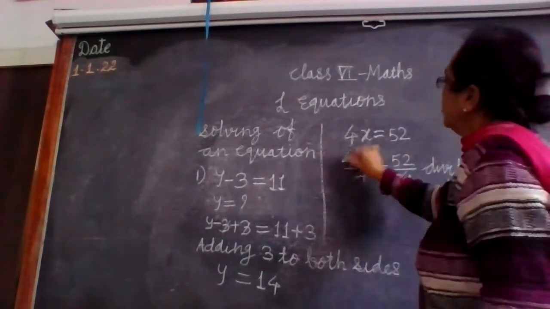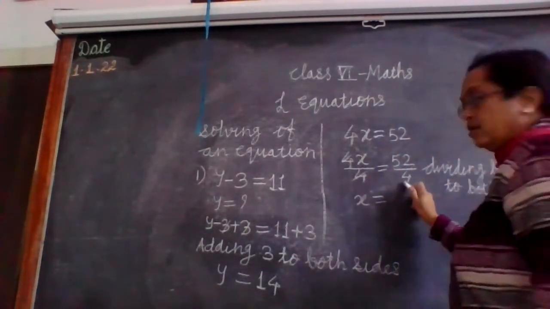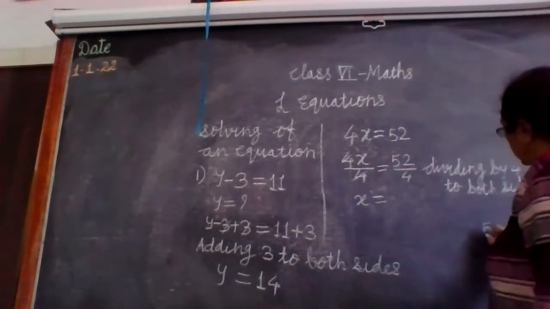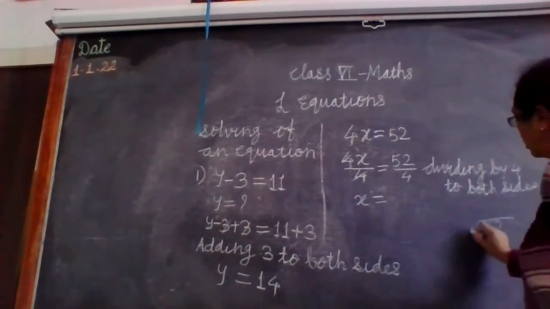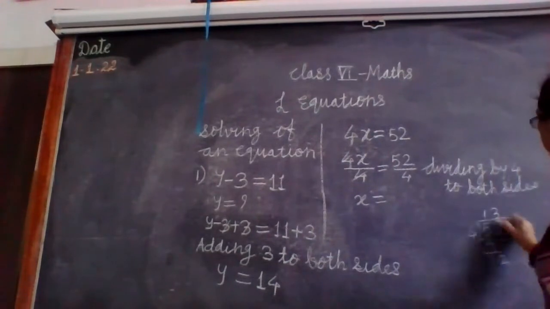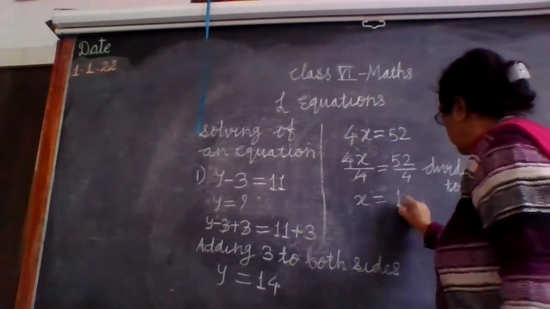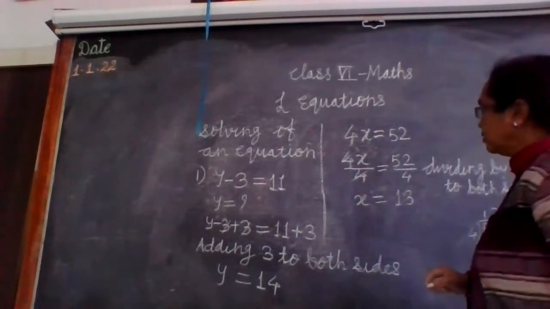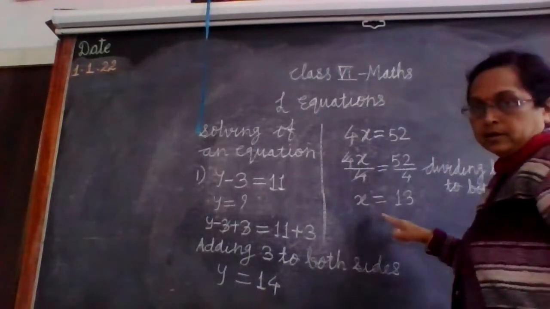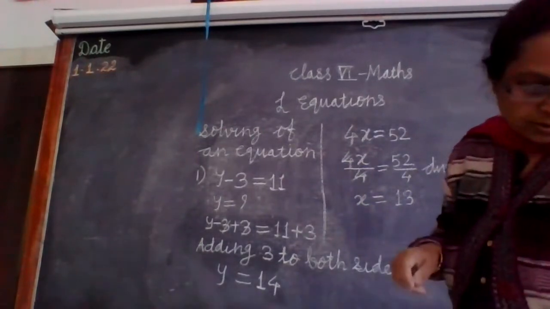So the 4 gets cancelled, only x is remaining, and here 52 divided by 4. You can do the division in rough. 4 ones are 4, and 4 threes are 12. So you get 52 by 4 as 13. In this way we have solved this equation, because we got the solution for x, that is 13.